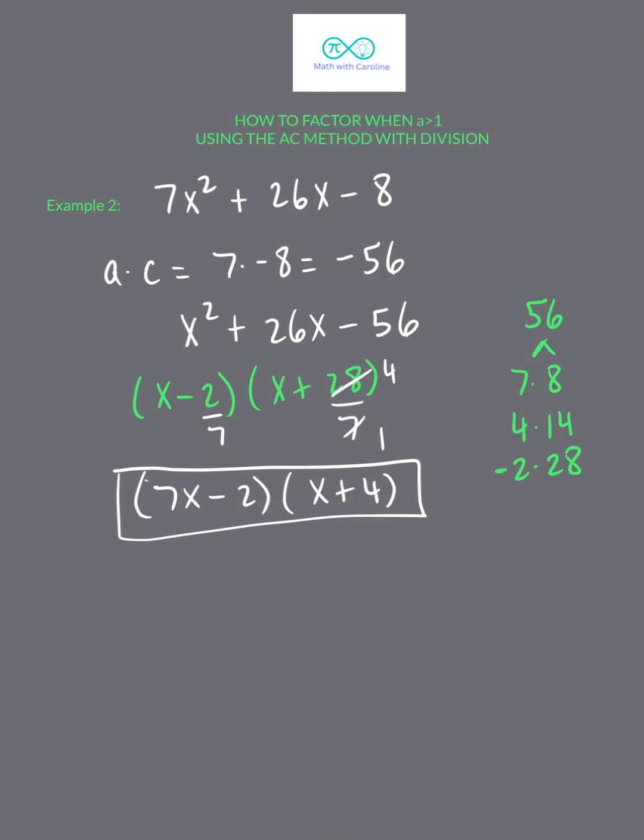And then we're going to multiply to check it. 7x times x is 7x squared. 7x times positive 4 is plus 28x. Negative 2 times x is minus 2x. And negative 2 times positive 4 is negative 8. And then we can see that this is going to be 7x squared plus 26x, which is what we have here, minus 8. So we know that this is correct.